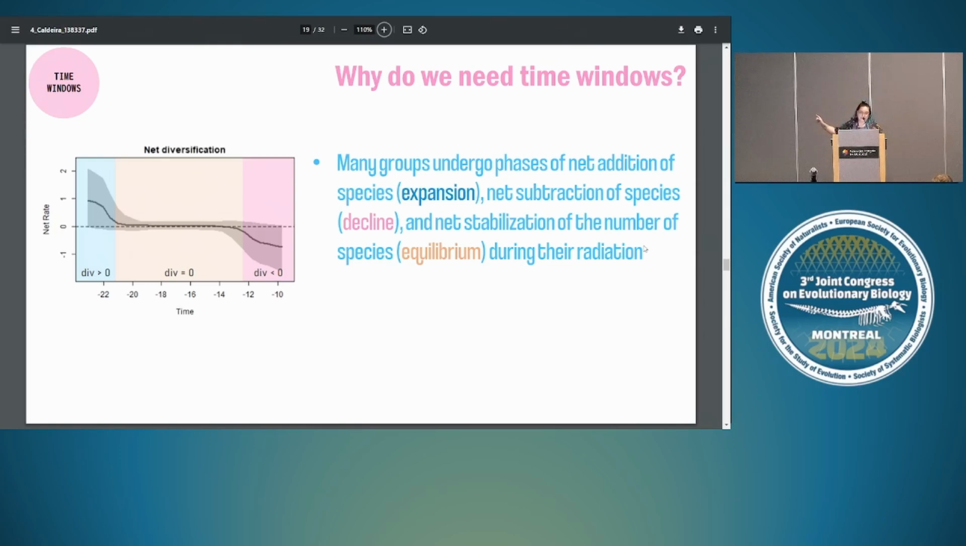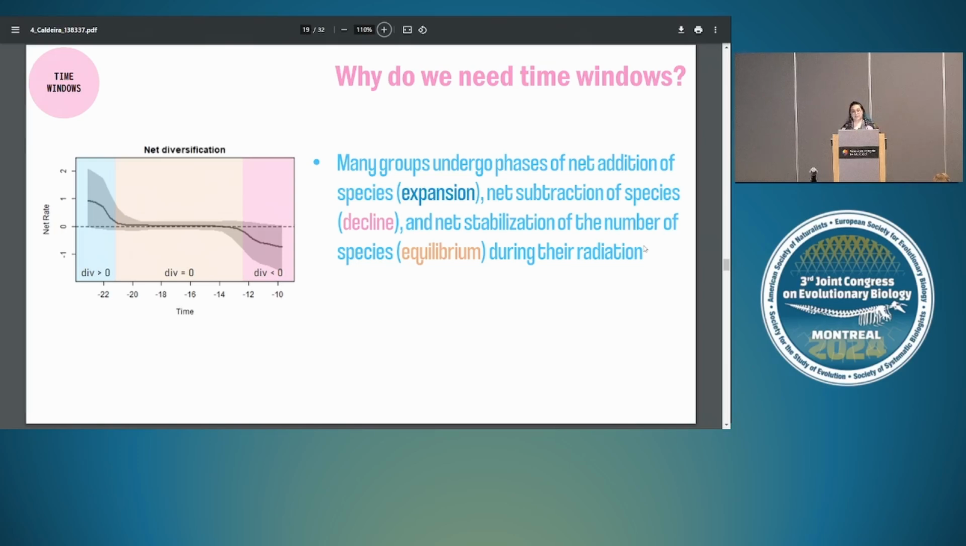And as you can see, for this group and for many other groups, it appears that the diversification dynamic has three phases. The first one is expansion, which you can see on your far left, the blue square, in which the average net diversification is positive. The species are being added into the clade. Then we have decline, far right, in which the species are being removed from the clade. There's something happening, and species are being removed. The net diversification is below zero.